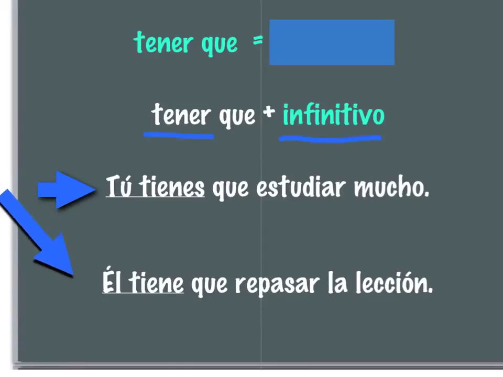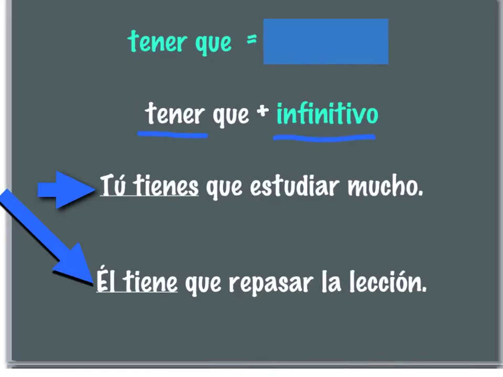The second example on this page is él tiene que repasar la lección. Él tiene. Notice that is the conjugated form of the verb. He has to. Él tiene que repasar la lección. Repasar is in the infinitive form. Tener is the verb that we conjugate.